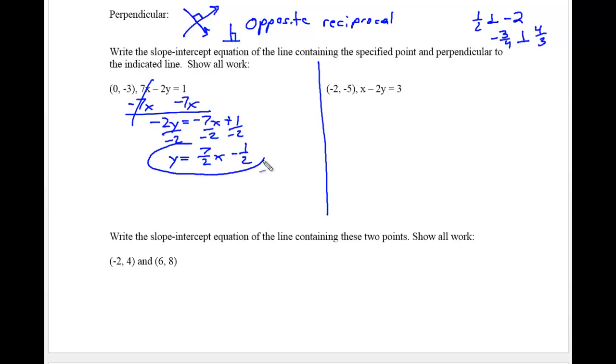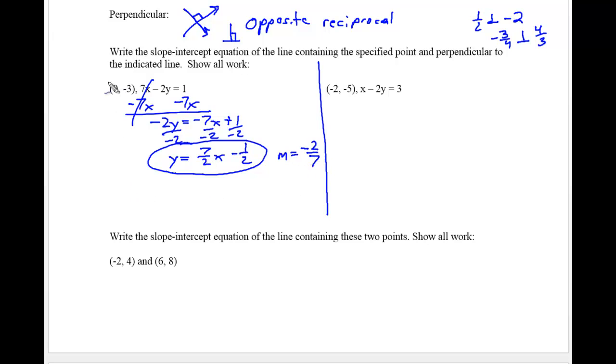And this is our first of our two lines, but it is not the answer, because our answer line has to have the opposite reciprocal slope and possibly a different y-intercept. So let us take a look at the new slope. The new slope is going to be -2/7.